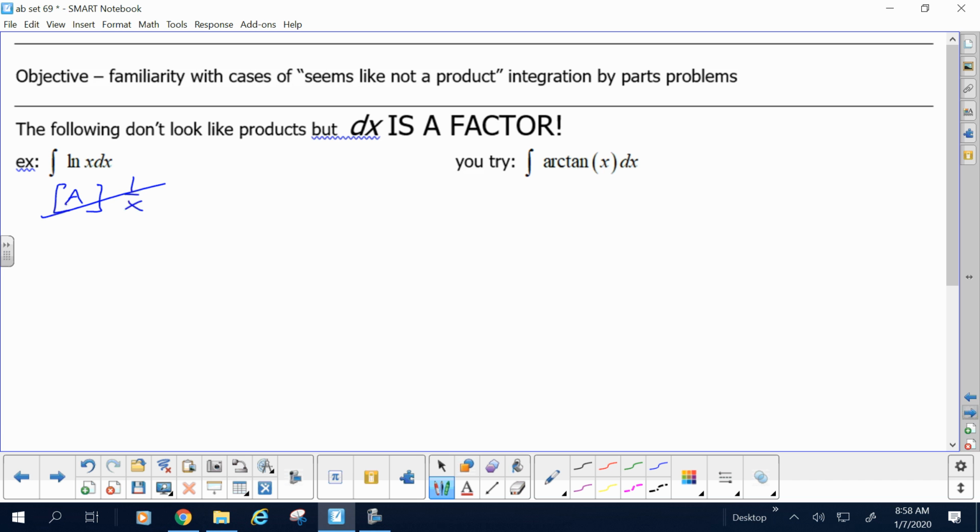So this really is a product. It is a product of two things, where log of x is a thing and dx is a thing. It is a product. And therefore, integration by parts should be considered. So let's go with integration by parts. What should we let u equal?